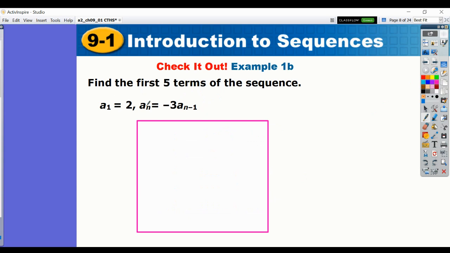Here's another one. This time we have a sub 1 is 2, and then this one is multiplication. I'm going to do negative 3 times my previous term. So pause the video, put those down for the first 5 terms. See if you can do it.